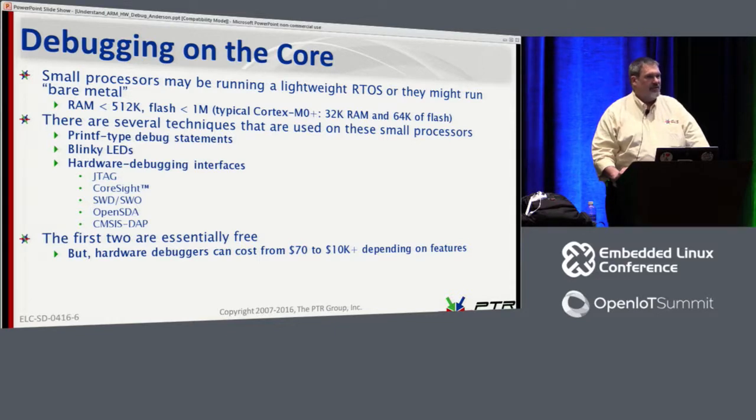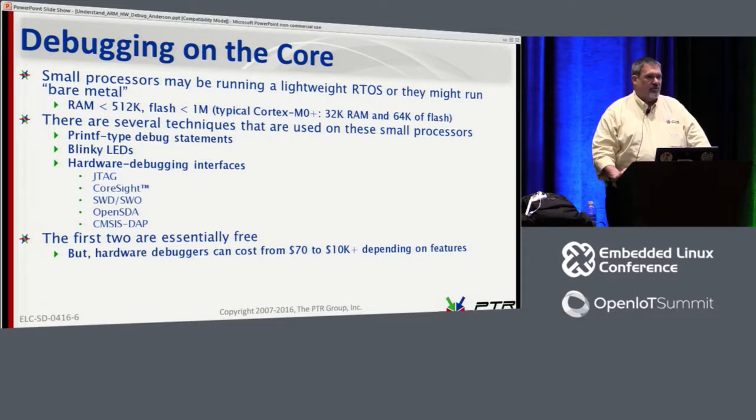Core site, which is the basic macro cell mechanisms that ARM includes. And then there's some variants there of serial wire debug, serial wire output, OpenOCD, CMSIS-DAP. There are a number of different interfaces, and all of them work slightly differently, unfortunately. So the first two, obviously, printfs and blinky LEDs, are essentially free. The rest of those can actually cost you quite a bit of money.